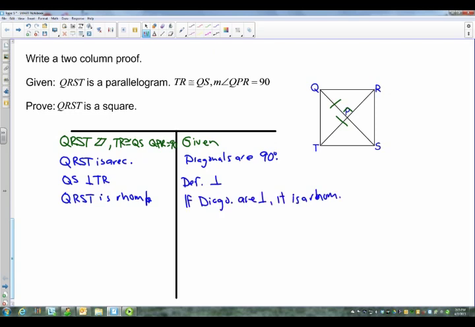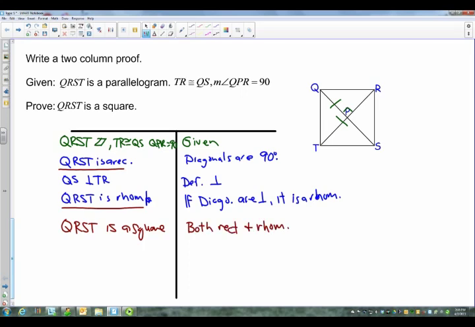Alright, so right here we've said that QRST is a rectangle. And we said it's a rectangle because the diagonals are congruent. Okay? We've also said that it's a rhombus because the diagonals are perpendicular. Well, that tells me that QRST is a square because it is both a rectangle and a rhombus, and that is one of our theorems that we had up above, and there's your proof.